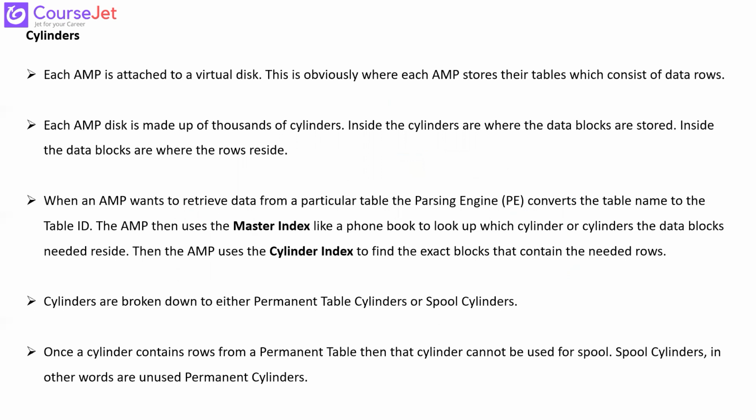So if you see this condition, once a cylinder contains rows from a permanent table, that cylinder cannot be used for spool. Oh, okay. So spool cylinders, in other words, are unused permanent cylinders. So in a nutshell, we assign the disk space only to DBC, correct? So in that disk space, if we have 40% free, that will be used for these spool activities. So that's the overall concept.